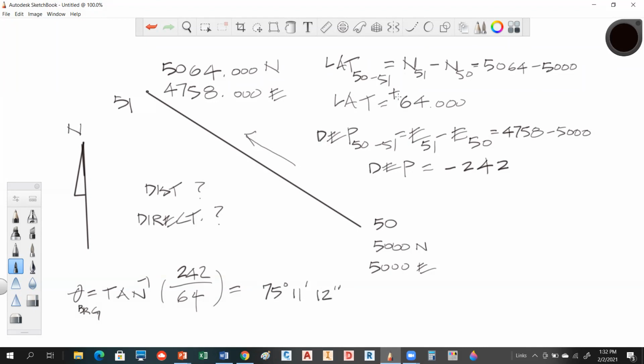And so because this is traveling north, and that's negative, that would be west. So that would be the direction on that line, okay? And if you think about it, it should make sense because you're not going as much distance in the latitude as you are in the departure. So this angle has to be pretty great, okay?